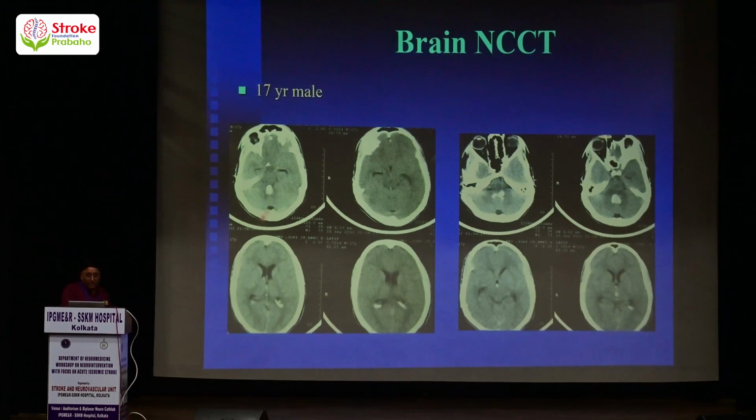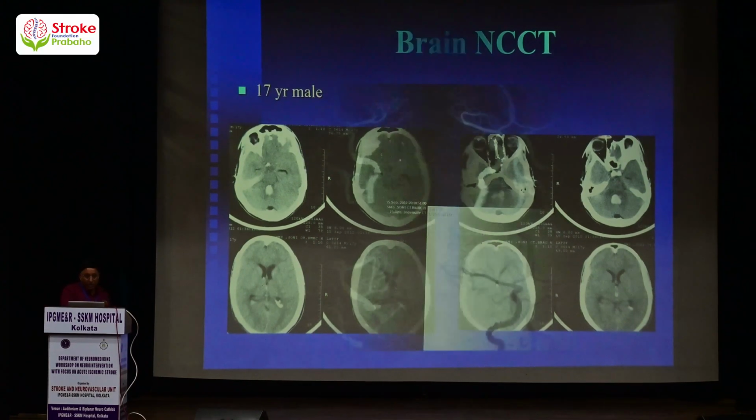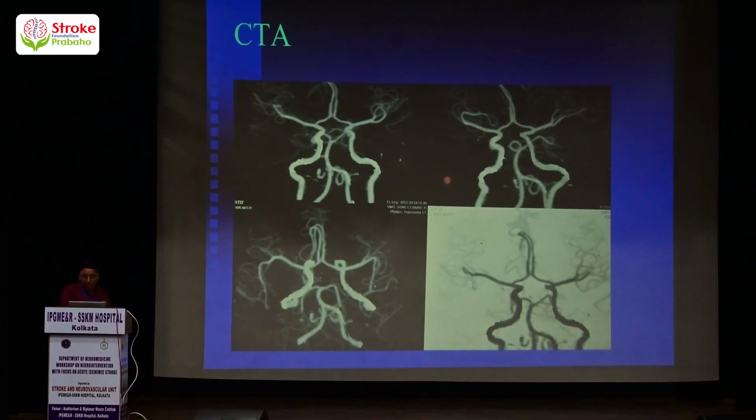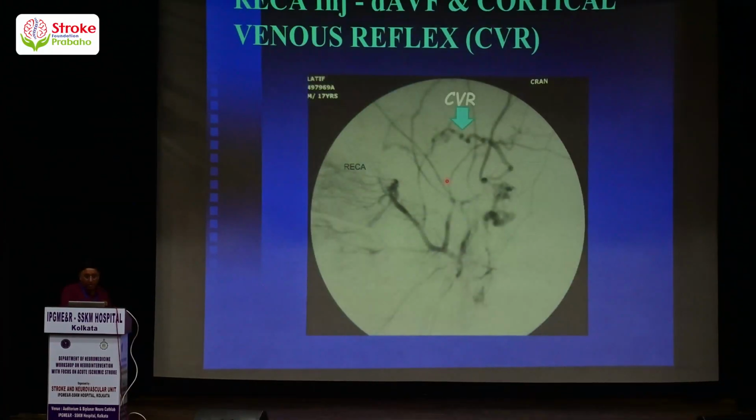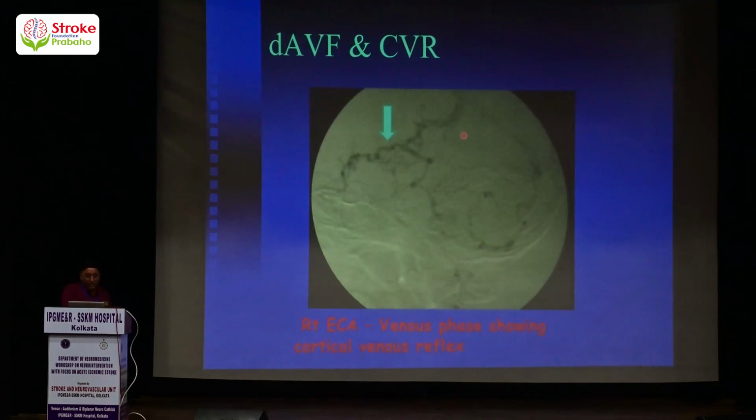Another example of the role of DSA, a 70-year-old male, we can see there is a ventricular hemorrhage here only. Predominantly it is a ventricular bleed only, and CT angio was normal, but when we performed the DSA, we found there is a dural fistula. So this is a meningohypophyseal trunk which is supplying the venous system, and there was a marked cortical venous reflux. So even with ventricular hemorrhage in a young patient, when there is no hypertension, we have to perform the DSA. So there is a dural arteriovenous fistula with cortical venous reflux.